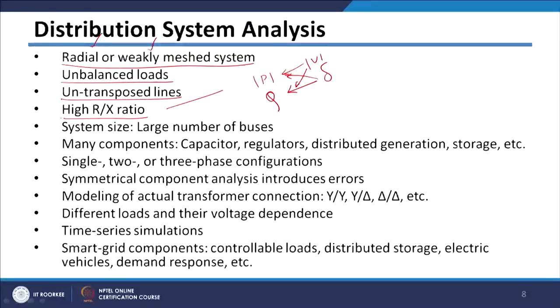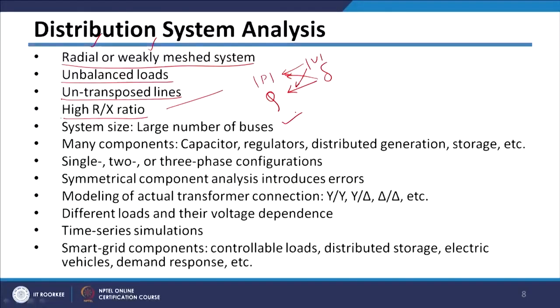Also, as compared to transmission network, the size of distribution system will be very large, okay. When we are analyzing the transmission network, the number of buses we consider is around hundreds of buses, but in case of distribution system, the large distribution system I am talking about will be around thousands of buses. So, system size is very large. In distribution system, there are many components present, like capacitors, regulators, distributed generation, and battery storage.